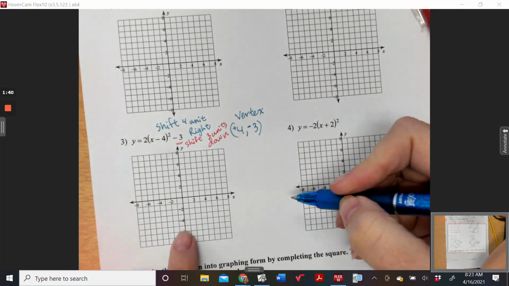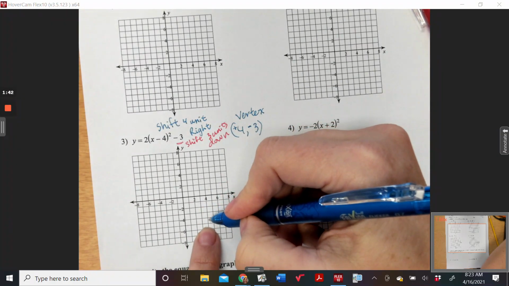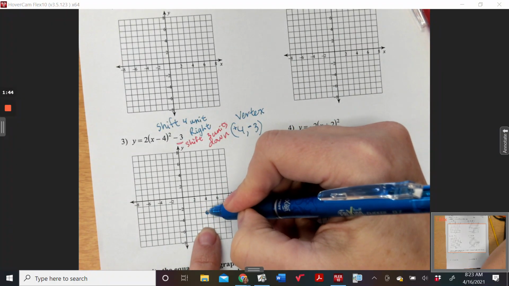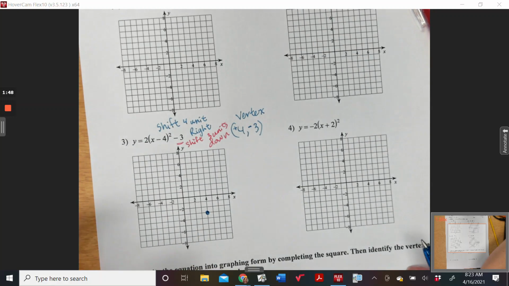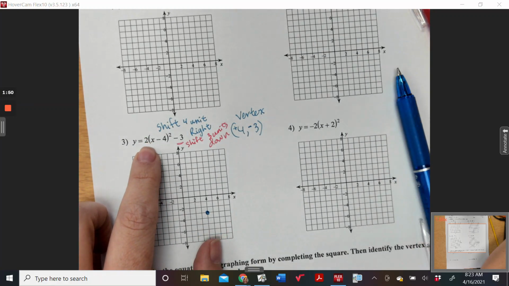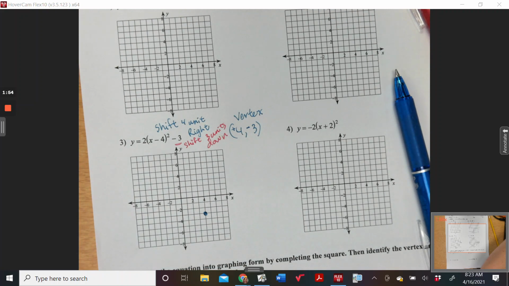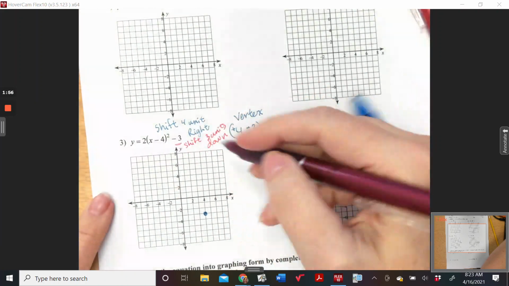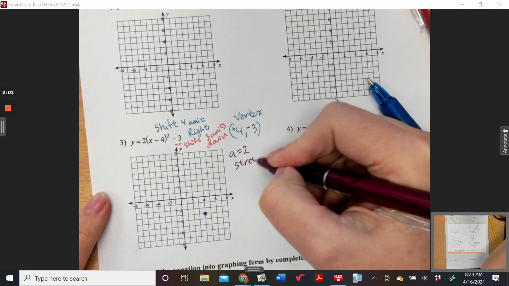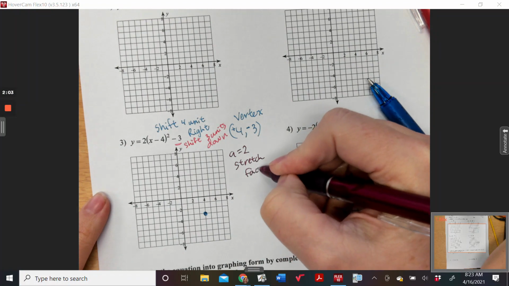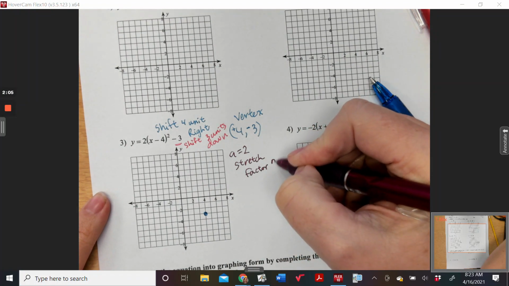So the very first thing I do is plot that vertex. I've got 4 and negative 3. My vertex goes right here. The next thing I need to do is consider what might have happened. So A is equal to 2. And since A is 2, it means it's been stretched by a factor of 2.